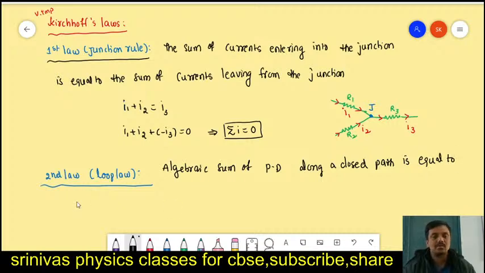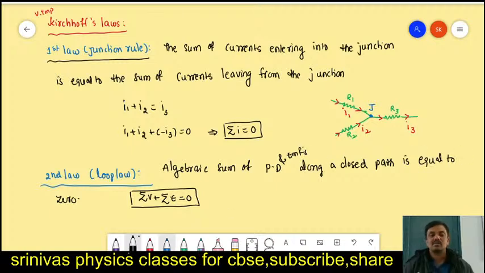That means the algebraic sum of potential differences and EMFs in a closed circuit is equal to 0. This is the loop law. The algebraic sum of potential differences and EMFs along a closed path is equal to 0. This is the second law. It is very simple. It is applied for a loop.